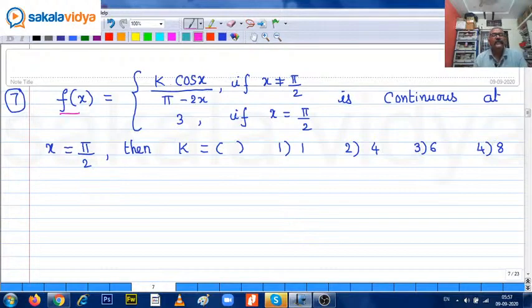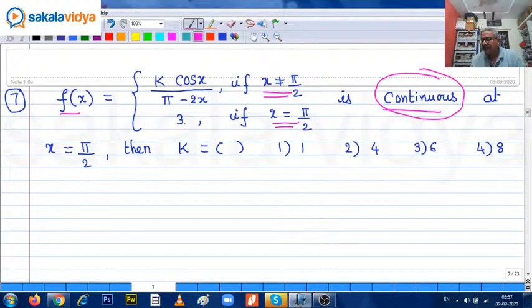f of x equals to k times cos x upon pi minus 2x if x does not equal to pi by 2, and if x equals to pi by 2, 3. That means f of pi by 2 is equal to 3. Continuous means actually very simple. This is the keyword in this problem. Limit x tends to pi by 2, f of x equal to f of pi by 2, that is 3. Then we need to find out the k value. So first let us evaluate the limit. Limit x tends to pi by 2, meaning x is not equal to pi by 2, x approaches pi by 2.